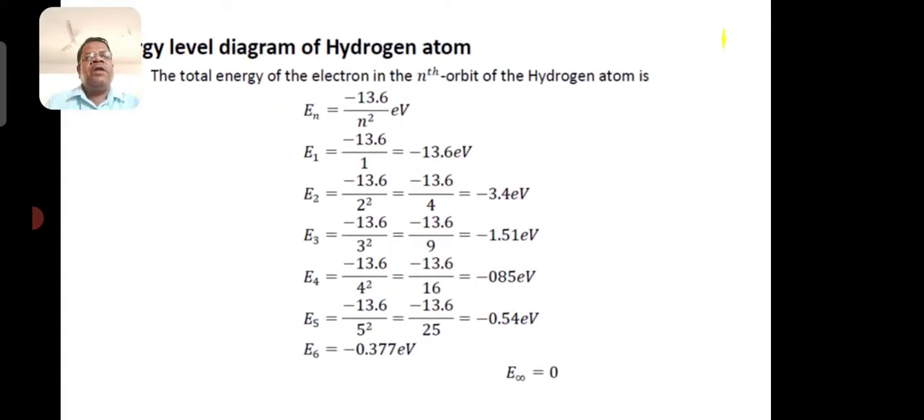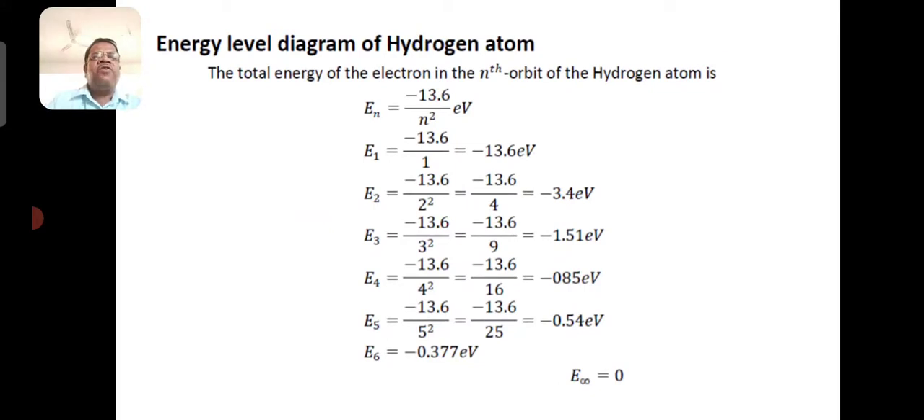Now observe here the energy level diagram of the hydrogen atom. The total energy of the electron in the nth orbit of the hydrogen atom is En equals, as you know from the previous class, the energy of the electron in the nth orbit. In that expression all are constants except n. After substituting all those constants and converting finally in terms of electron volt, the energy of the electron in the nth orbit of the hydrogen atom is given by minus 13.6 divided by n square electron volt.